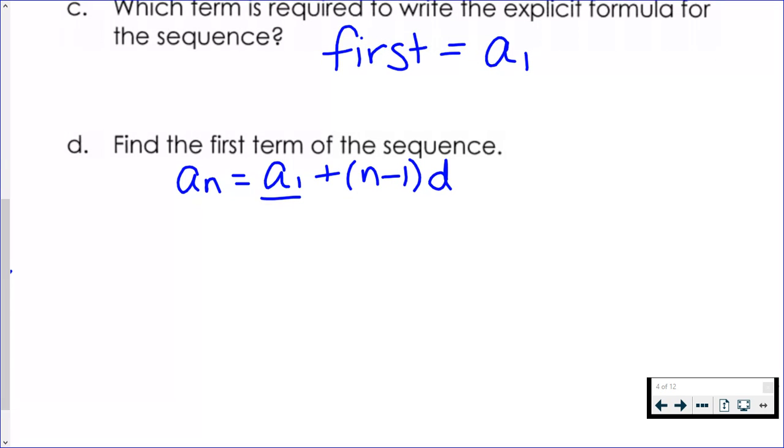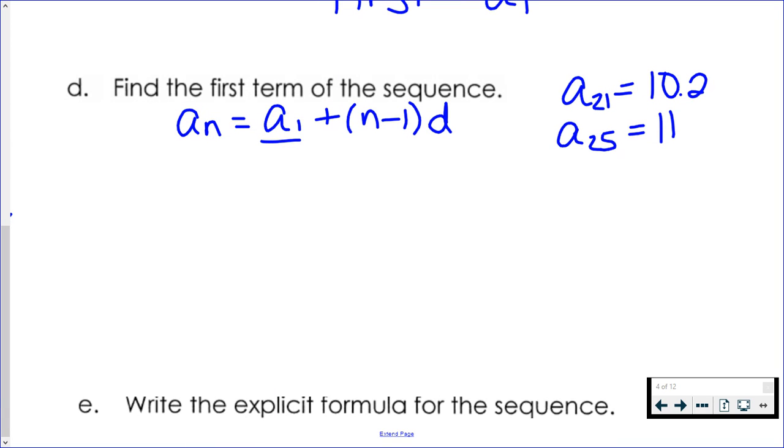Now we are going to use some of the information they gave us at the beginning of the problem. We know that the 21st term is 10.2. And we know the 25th term is 11. It does not matter which one you choose to use. I'm going to use the 25th term equals 11. If you want, you may want to use the 21st term and see that you will get the same answer as me here. So if I'm plugging in my 25th term, that means n equals 25.